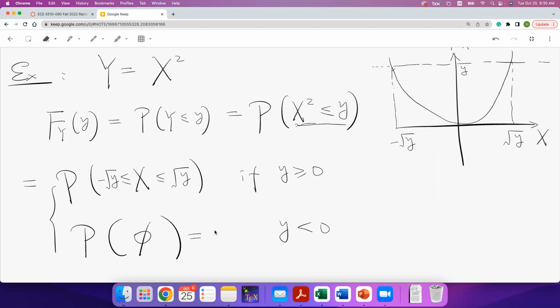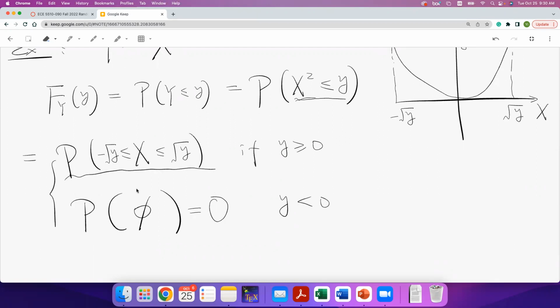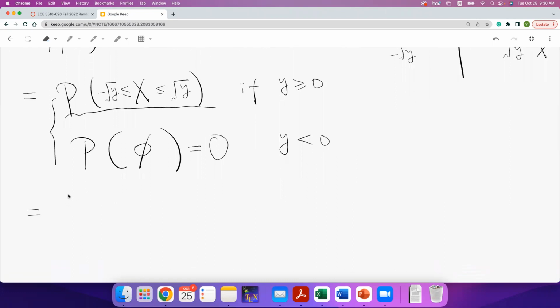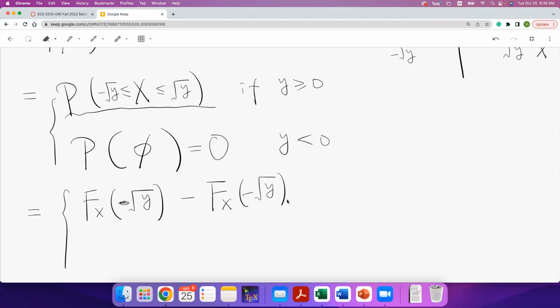Okay, so this case is easy. This is 0 by the probability law, so we just need to look at this one. And this is an event on X, so we can represent it using the CDF of X. You can check the CDF properties. So it's the CDF of the right endpoint, this point, subtract the CDF of that left one.